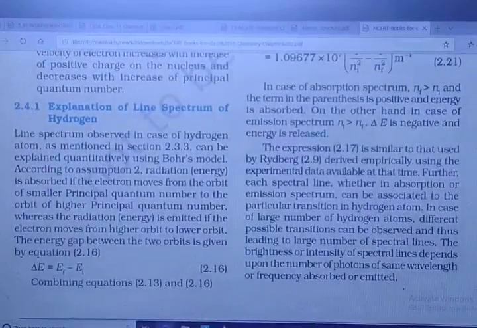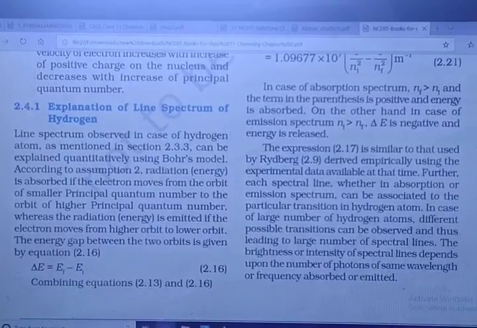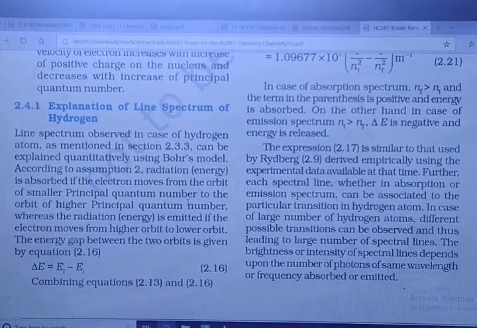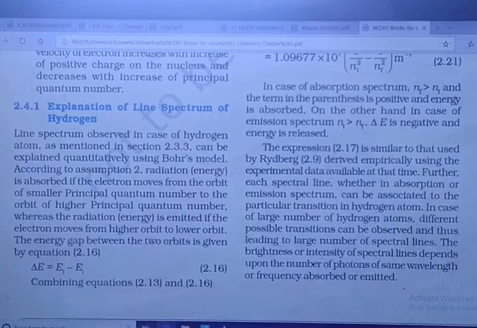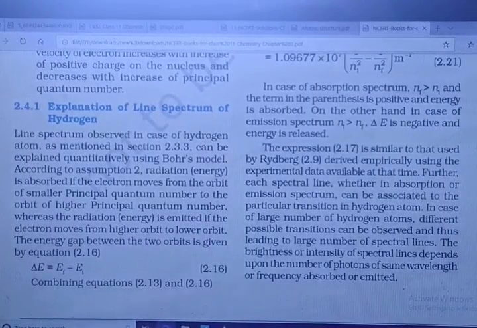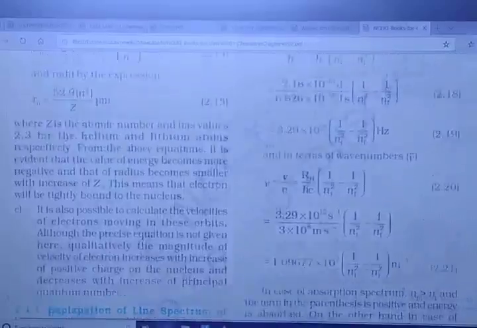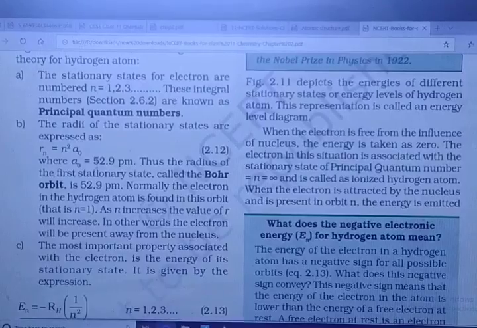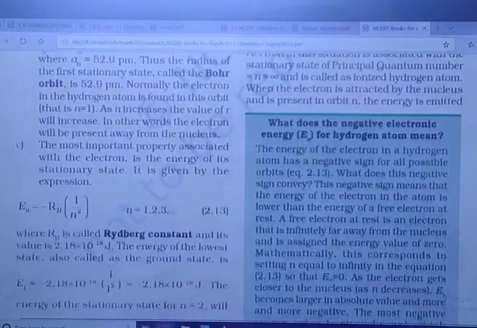Now, explanation of the hydrogen line spectrum, means line spectrum of the hydrogen atom. What is the line spectrum of the hydrogen atom? If anyone asks you, no need to worry. The line spectrum observed in the case of the hydrogen atom can be explained quantitatively by using Bohr's atomic model. As we have read in option B, the radius, and here En is equal to minus RH into 1 upon n square.